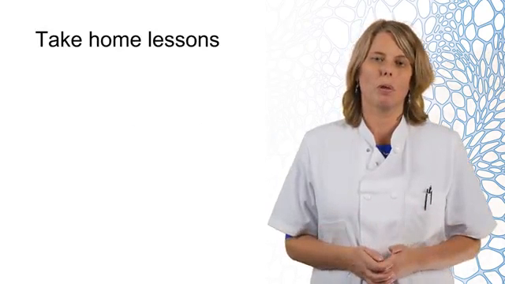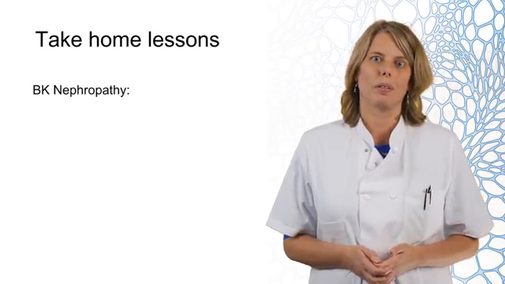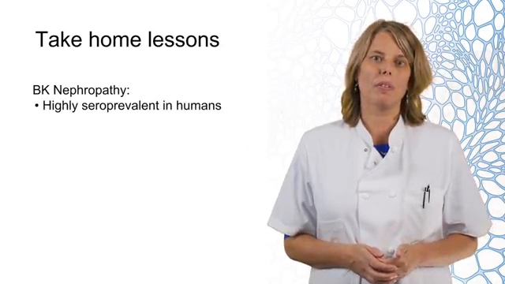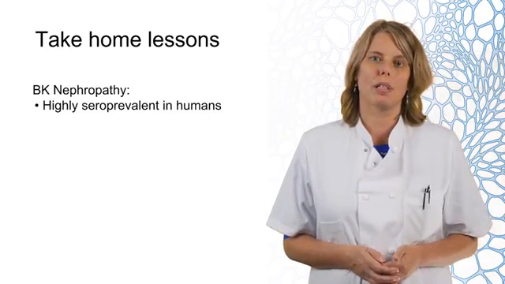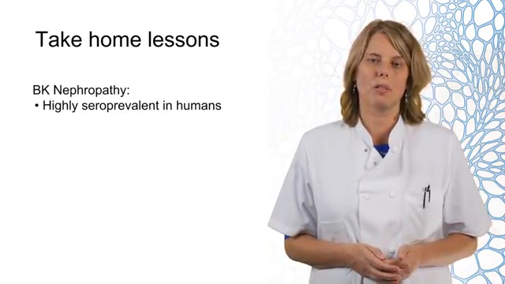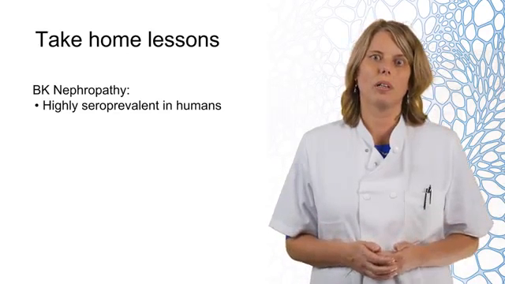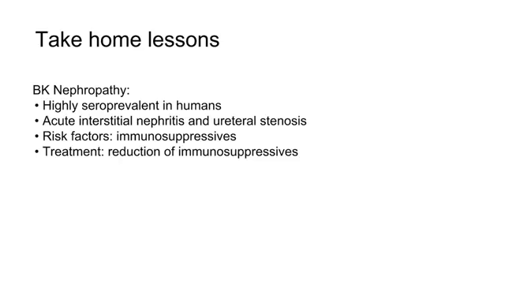You've already heard in this module about BK nephropathy. So what's important to remember? BK is highly seroprevalent and it is a latent infection in renal epithelial cells and lymphoid cells. Clinical disease occurs only among immunocompromised patients. The disease can occur as an acute interstitial nephritis, as seen in this patient, or stenosis of the ureter. Risk factors are treatment with tacrolimus and CellCept and high-dose prednisolone, as seen in this patient. The treatment is reduction of immune suppression.